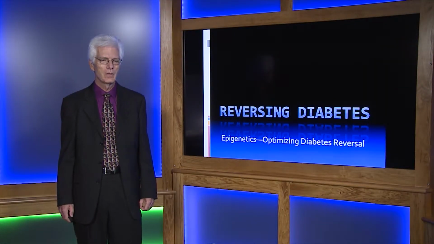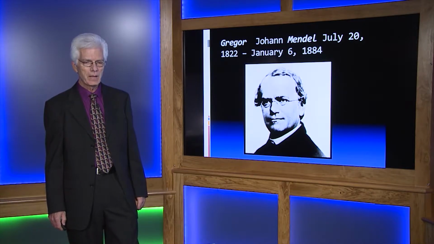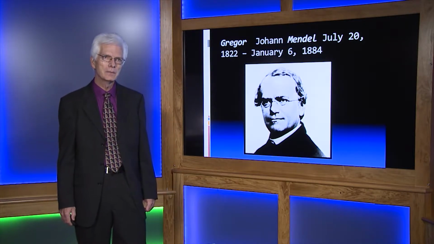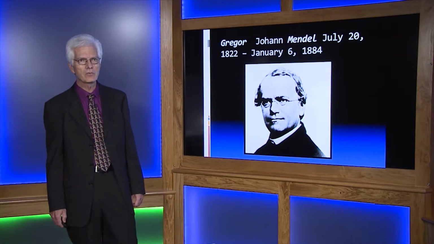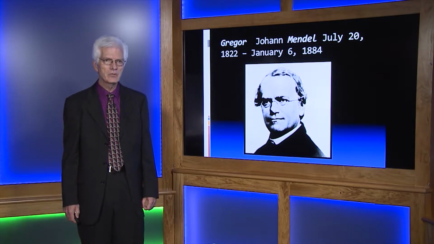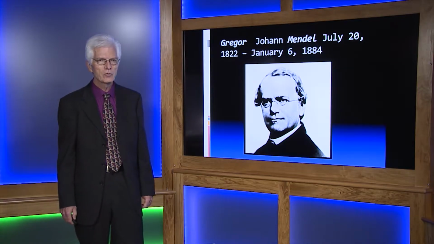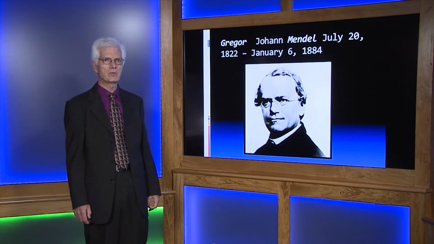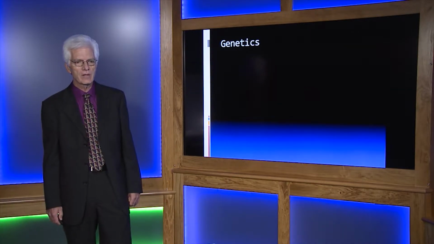This session is our sixth session in a Reversing Diabetes seminar. We are talking about epigenetics, optimizing diabetes reversal. Genetics got its start with a man named Gregor Mendel. He was actually a monk. And as he was working in his monastery garden raising peas, crossing and breeding them, he began to notice certain patterns and characteristics that happened with the plants, certain inheritable traits that could be passed to different generations. And that started the science of genetics.